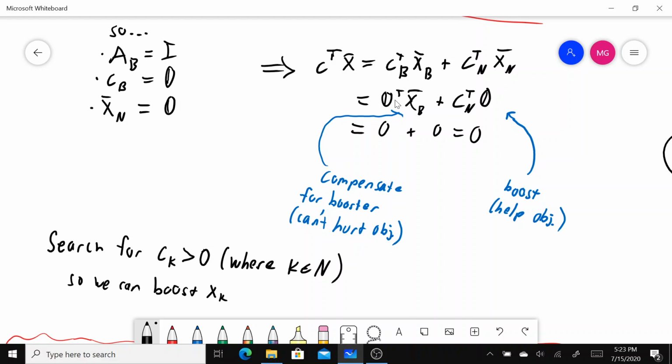But the idea is that because you have 0 coefficients in front of all the basic variables, it's not going to affect the objective value. So by boosting here, you're getting help. You're increasing the objective function, but it doesn't cost you anything. You get to do that for free, since the zero coefficients appear in front of the basic variables, so that'll never hurt you. So you get help and no harm from this boosting process.